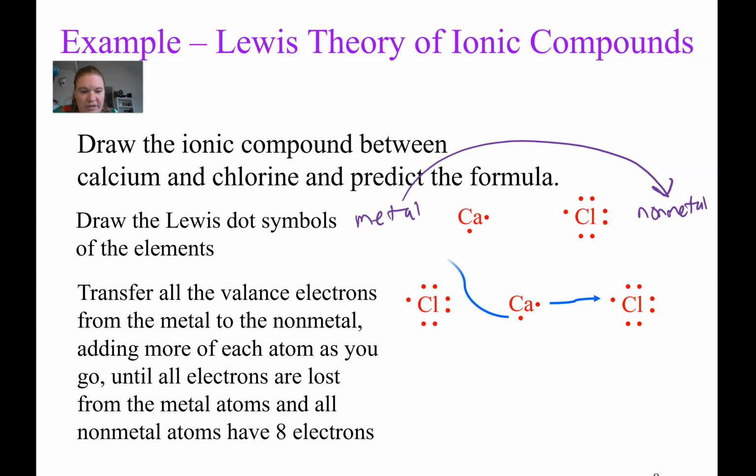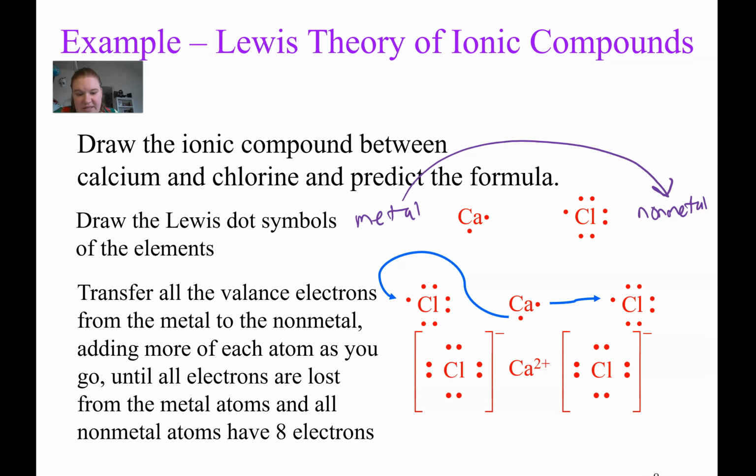We're going to transfer one electron from calcium to chlorine, but calcium still needs to get rid of another electron. So we bring in another chlorine, and calcium is able to transfer the other electron over to the other chlorine. And so these are the symbols of the ions that we've created. We have our calcium 2 plus, and we have our two chloride anions.